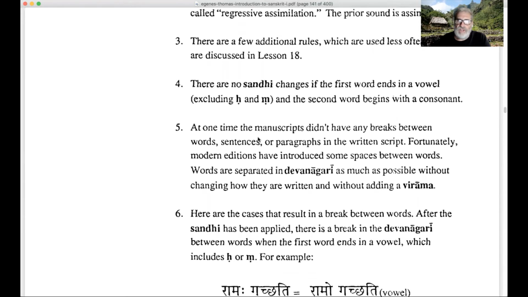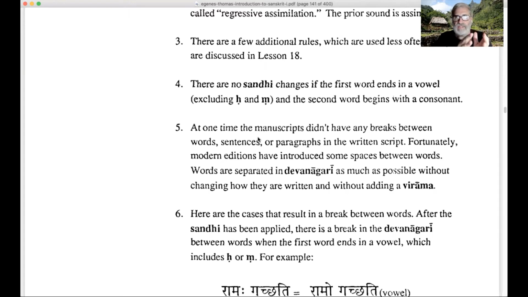Right, there are no Sandhi changes if the first word ends in a vowel, excluding Visarga and Anushwara. Strictly speaking, Visarga and Anushwara are not vowels, so he didn't really need to say that. But sometimes you see in the Sanskrit alphabet they are listed after the vowels before the consonants. So that's why he said that. So there are no Sandhi changes if the first word ends in a vowel, excluding Visarga and Anushwara, and the second word begins with a consonant.